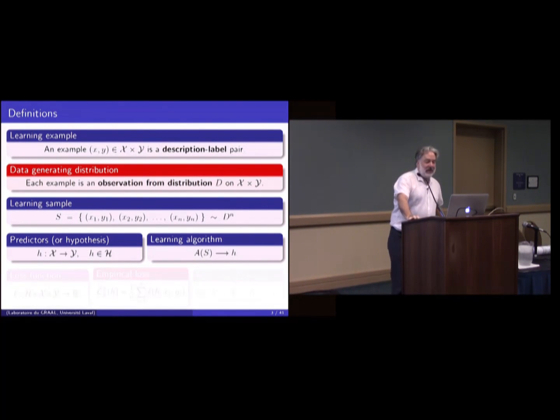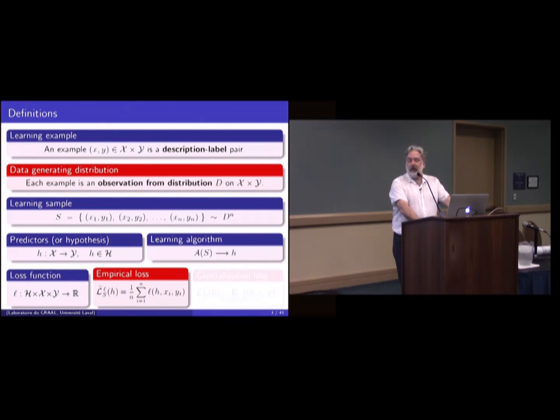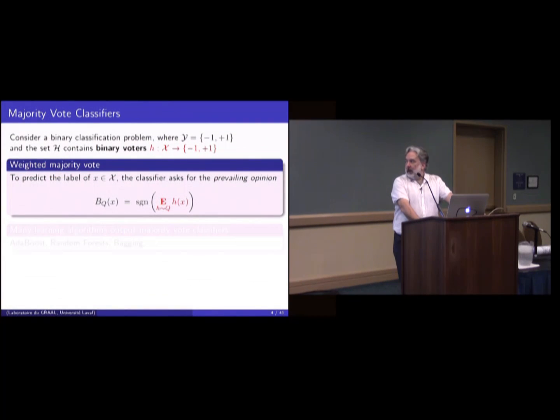A learning algorithm then is simply an algorithm that takes a training set and outputs a predictor. We have a loss function, the usual definition of loss function. The empirical loss is basically the average on the data, and the general loss is the expectation of the loss given this unknown distribution D, right?